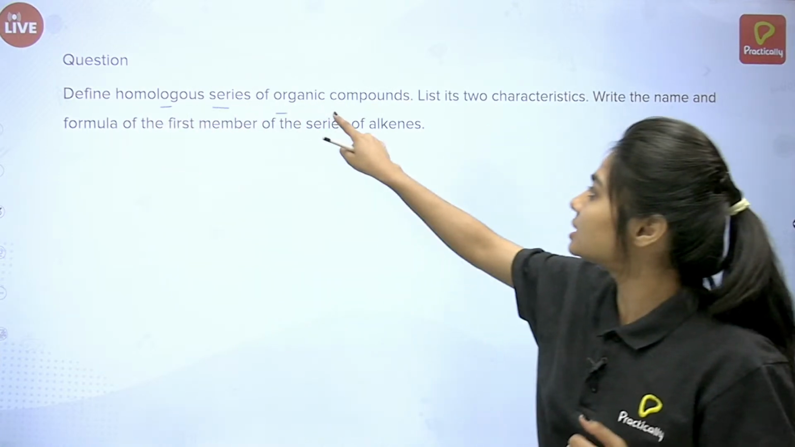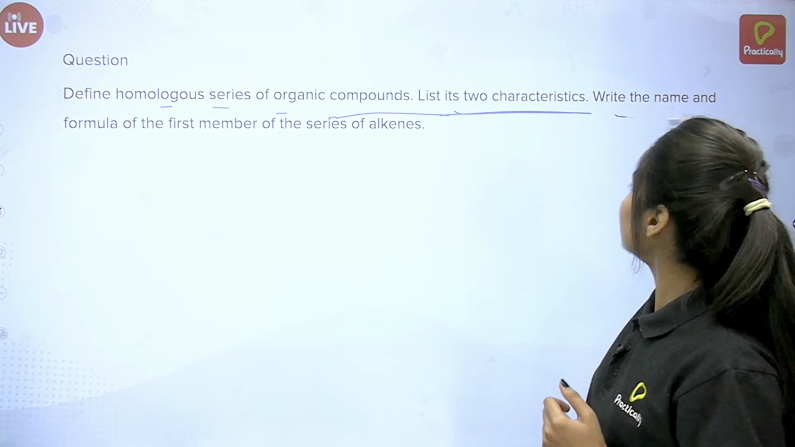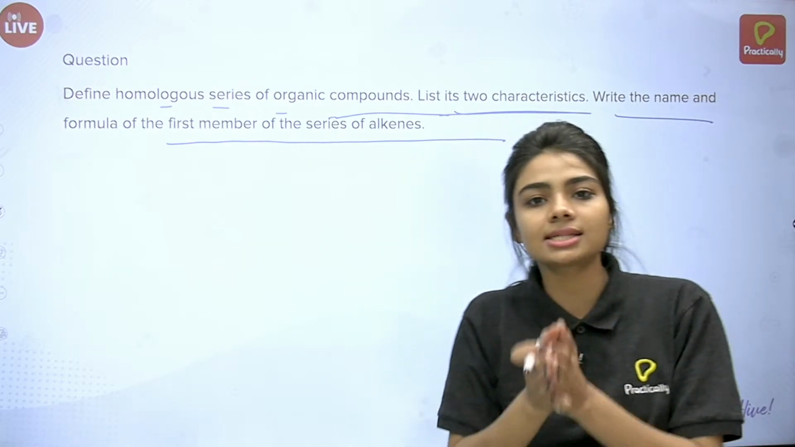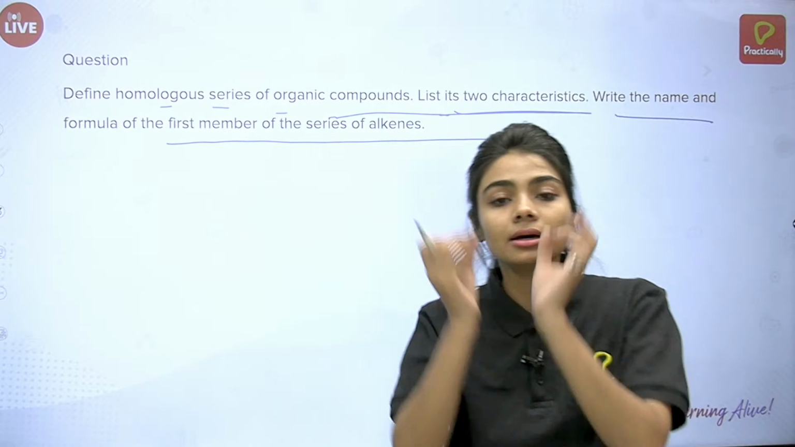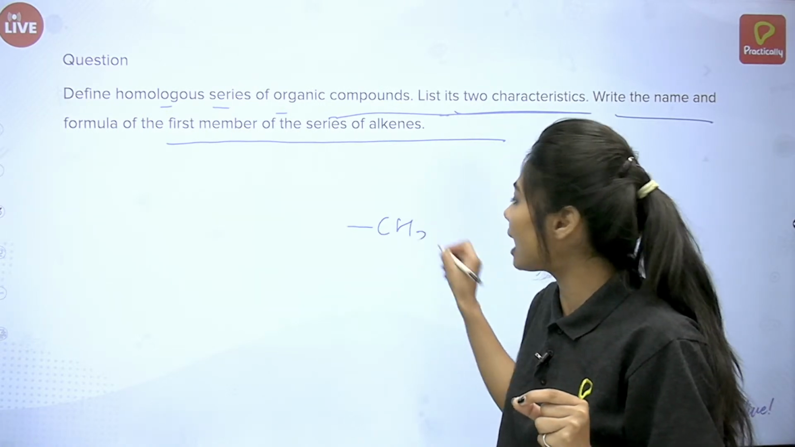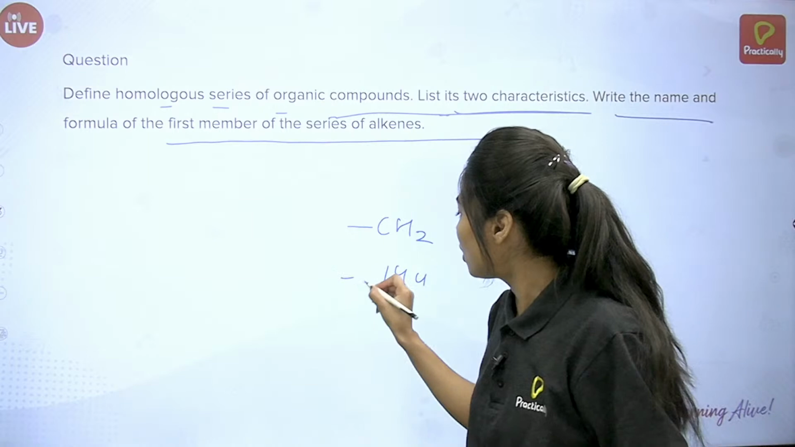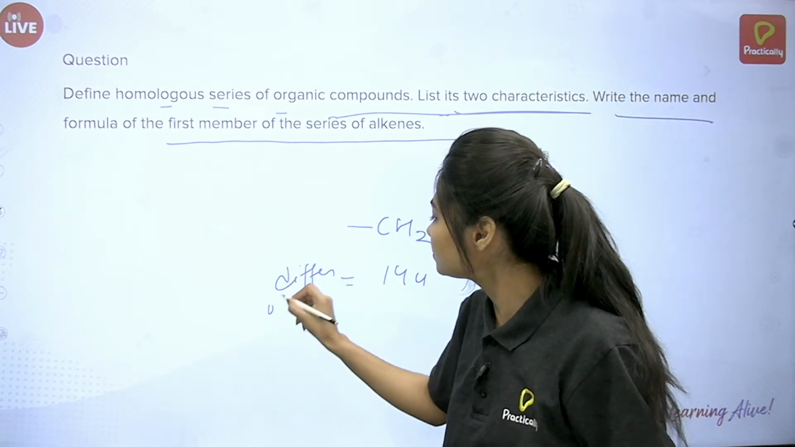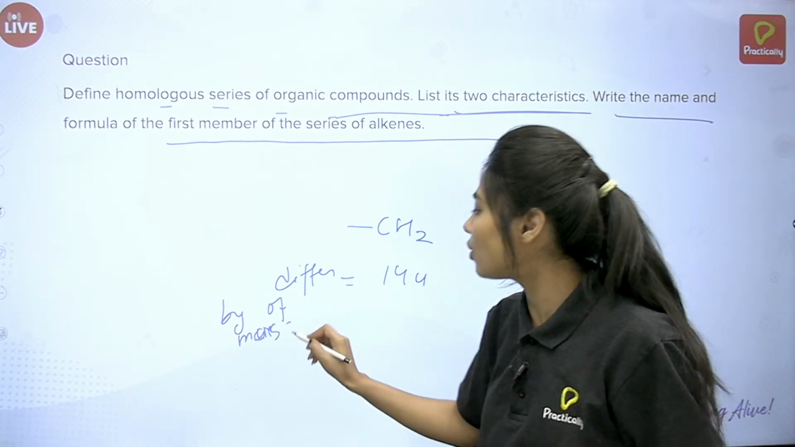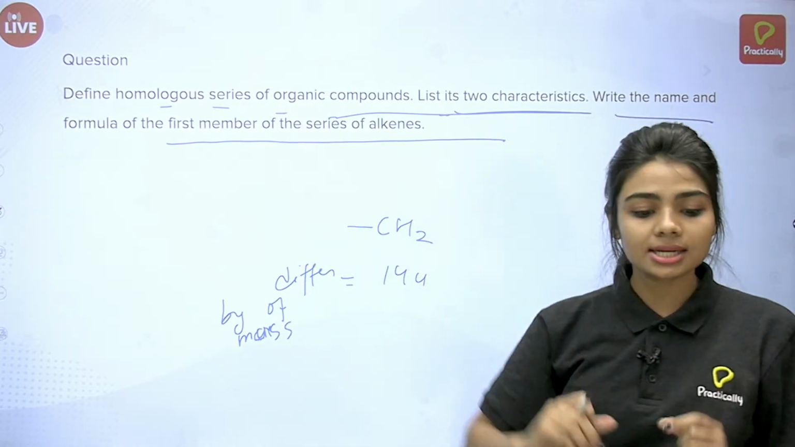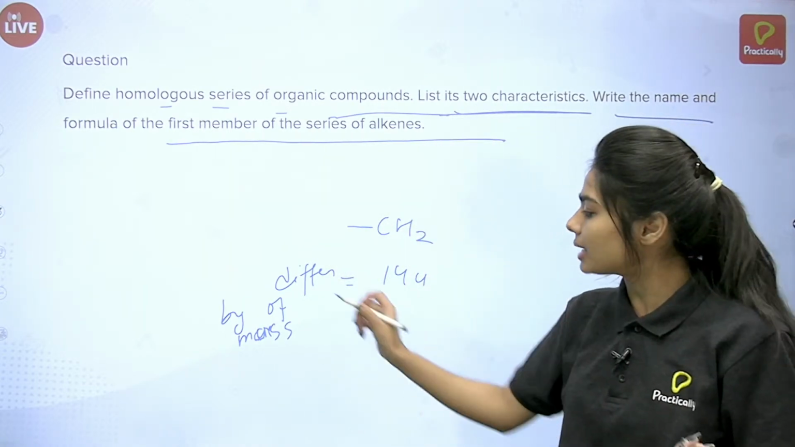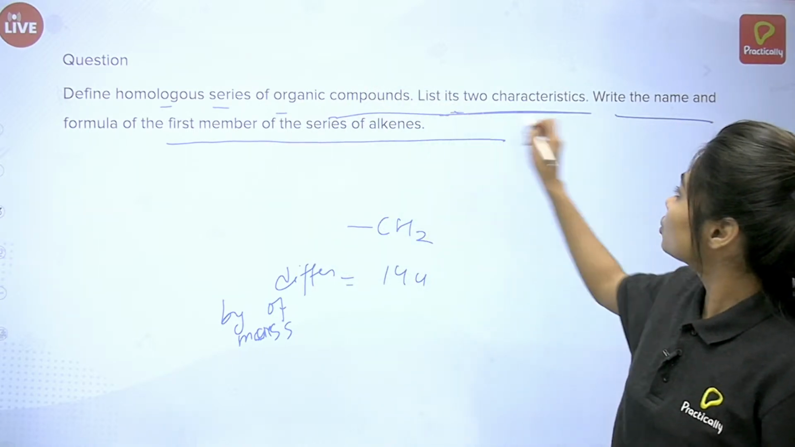Next, define homologous series of organic compound. List its two characteristics. Write the name and formula of the first member of series of alkane. So what is a homologous series? Homologous series having the same functional group. If I take two adjacent members of the series, then it will differ by the CH2 group. It will differ by mass of 14 u. So what is homologous series? Which is having same functional group and differ by CH2 group, or you can say differ by the mass of 14 u. Now list its characteristics.